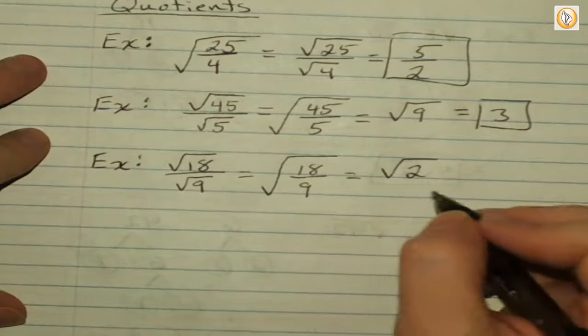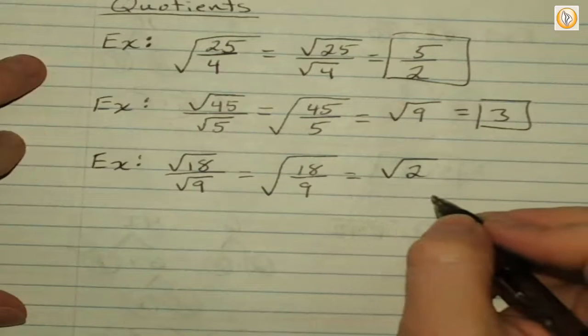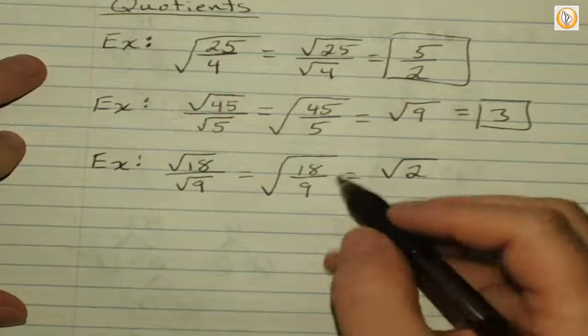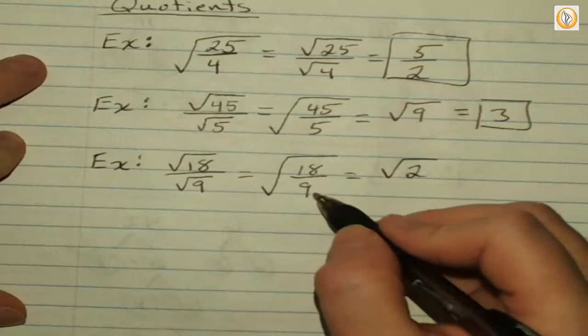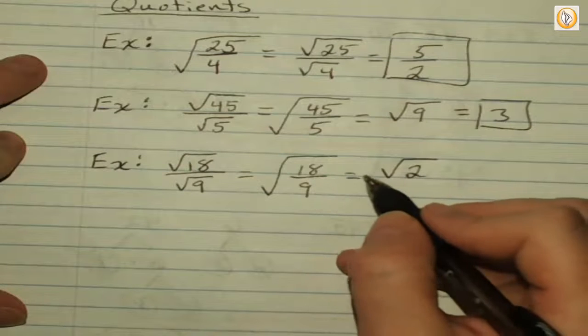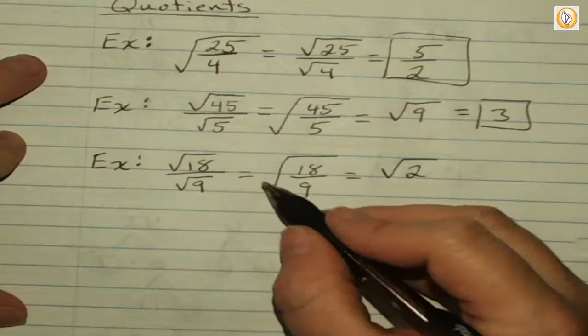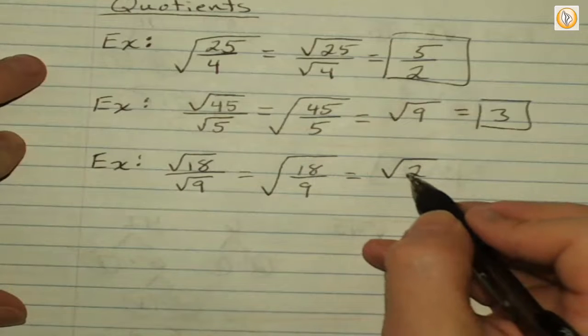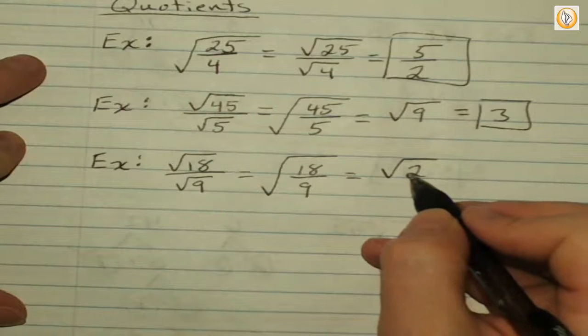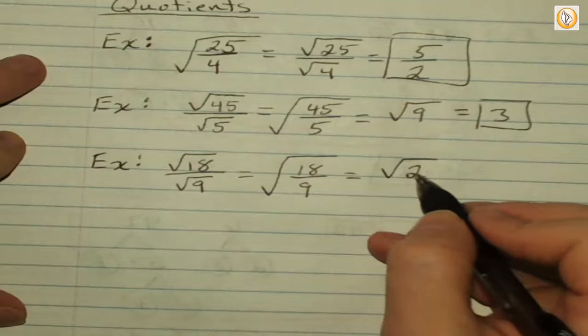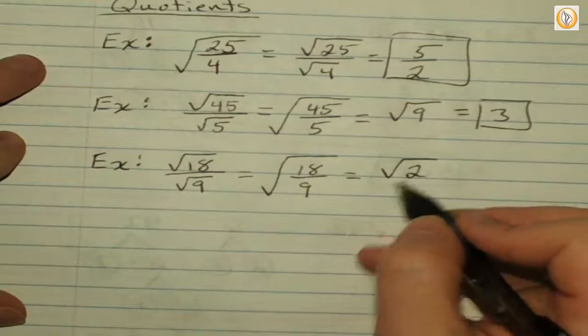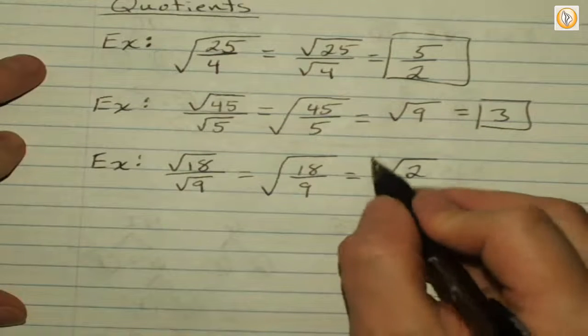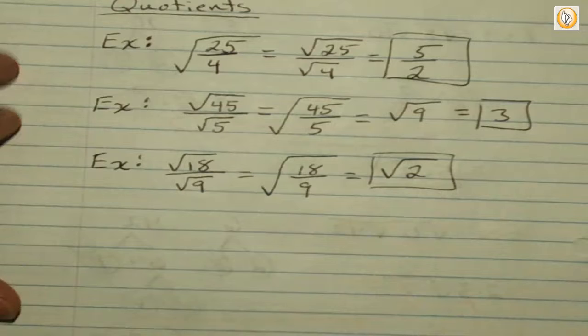Michael, are you writing all this down? Exactly. So notice, just because 18 can be divided by 9, we don't just get rid of the radical sign. It is still under that radical sign. Now, can I simplify this? No. This is not a perfect square, and it's just 2 times 1, so nothing can come out. So this is your answer. This is as far as I can go.